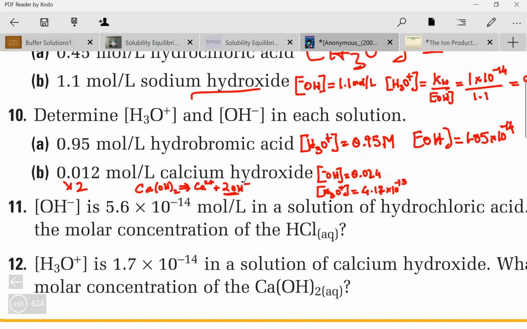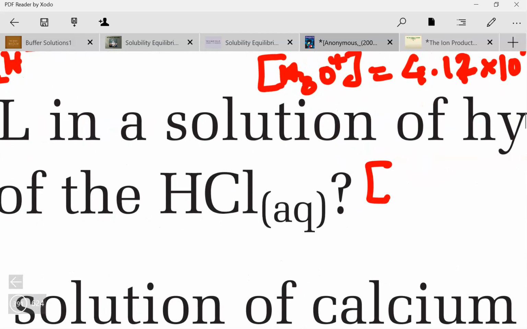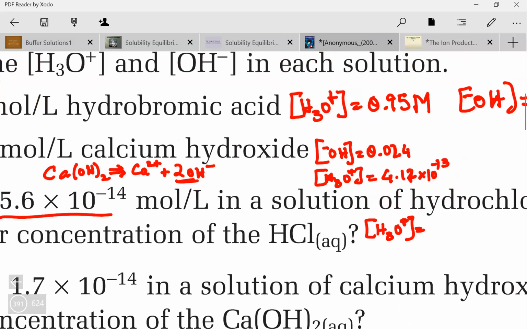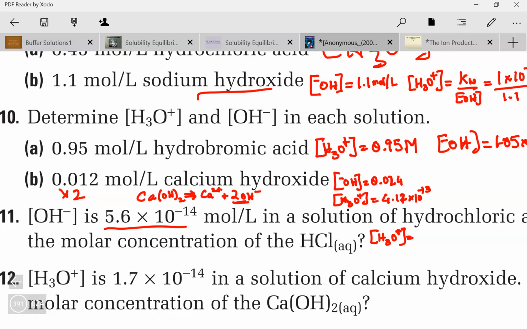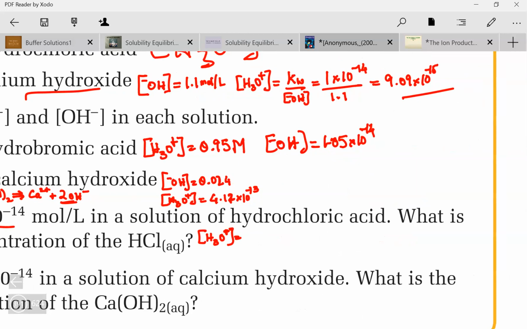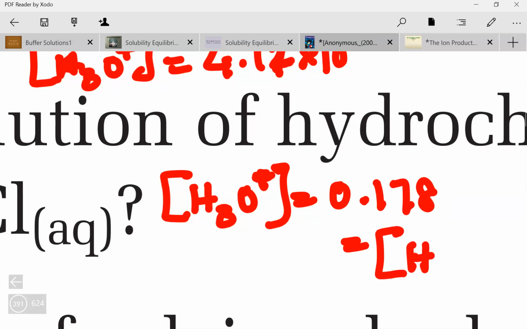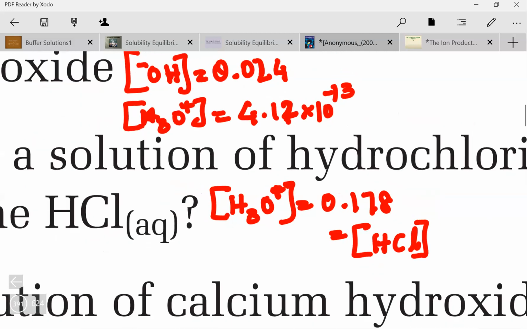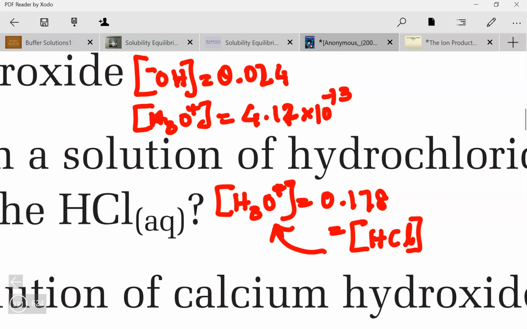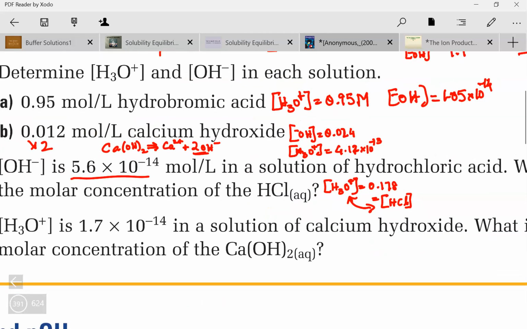Right, so OH minus is given here, so we can calculate our H3O plus concentration by doing, again, 1 times 10 to the power negative 14 divided by 5.6 times 10 to the power negative 14, which is our OH minus. We get 0.178, which again is equal to our concentration of HCl because it was a strong acid. So the concentration of HCl was equal to the concentration of H3O plus. So that was easy.